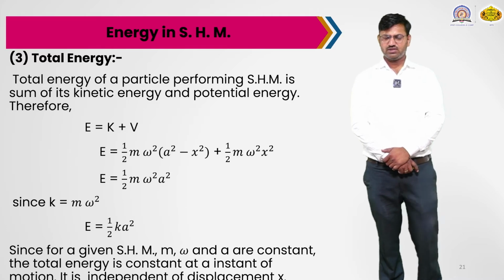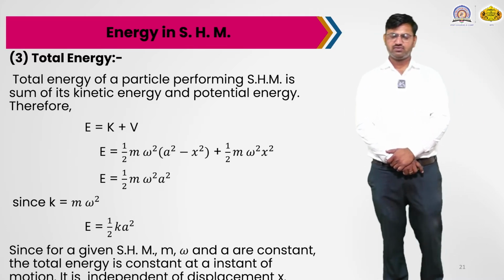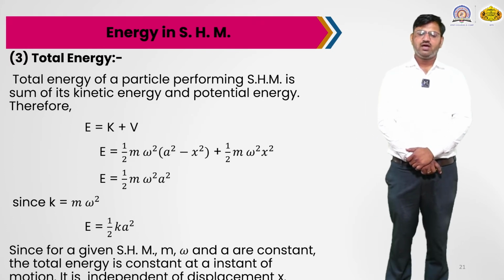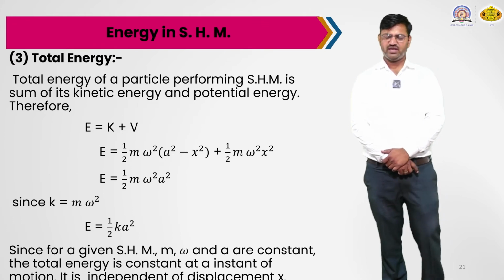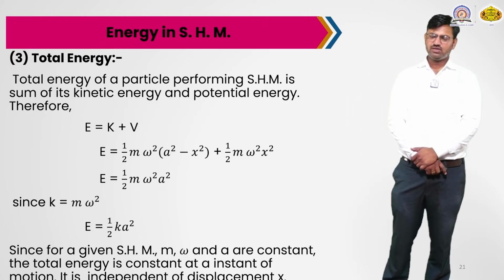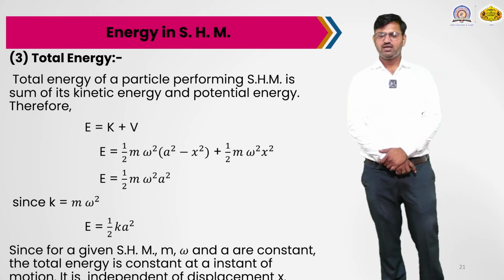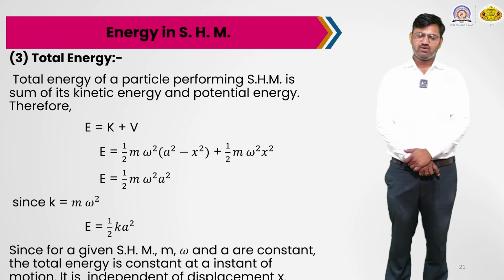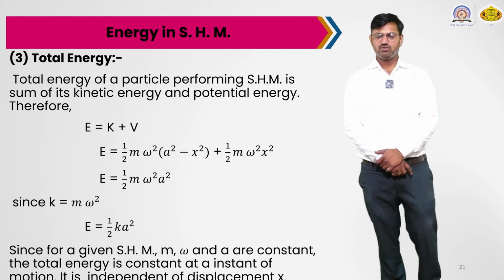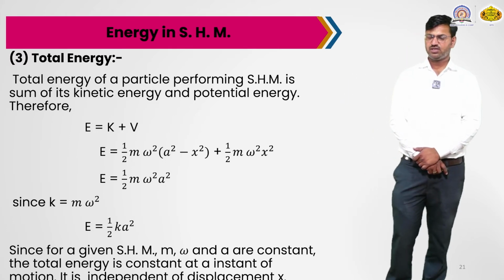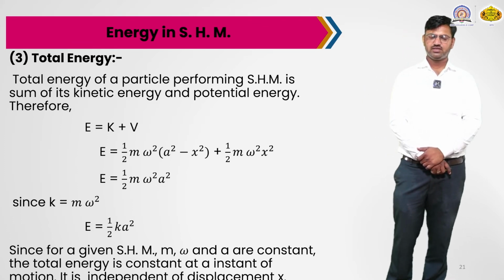Solve these equations. First, solve this bracket: half m omega square a square minus half m omega square x square plus half m omega square x square. The last two terms are the same but the signs are opposite. Therefore, the last terms are cancelled. Therefore, E is equal to 1 upon 2 m omega square a square. Since k is equal to m omega square, substitute this in the above equation. Therefore, the total energy E is equal to half k a square.